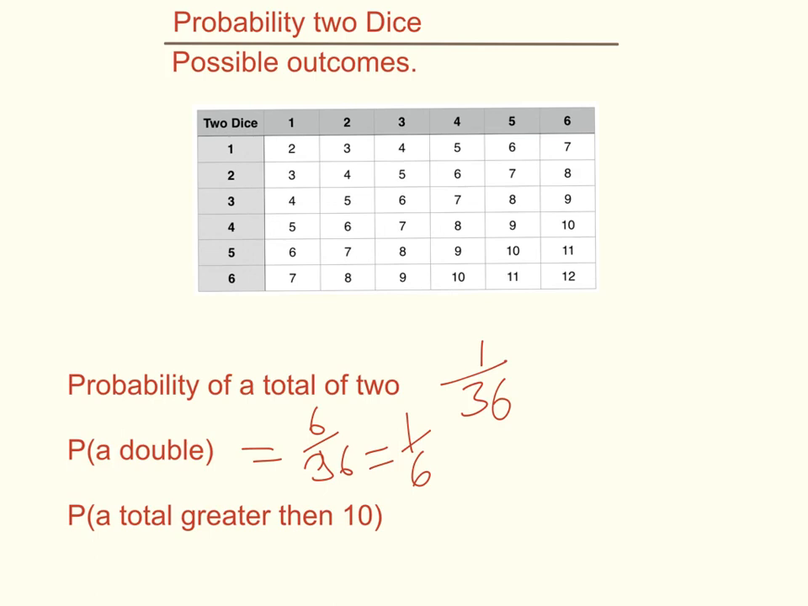The probability of a total greater than 10 just means we need to have these 3 here, which would be 3 out of 36, which is 1/12.